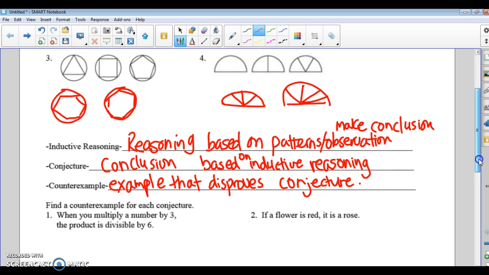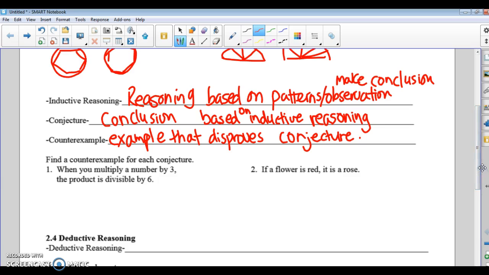Right? So let's take a look at the next question. It says find the counterexample for each conjecture. So we are not sure if it's a true conjecture or a false conjecture. So you have to take a look at the statement first. The question is saying, when you multiply a number by 3, the product is divisible by 6. Is that conjecture always true?